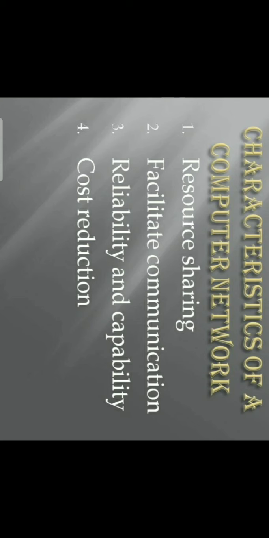Facilitate communication, that means using a network people can communicate efficiently and easily via email, instant messaging, chat rooms, telephone, video telephone calls and video conferencing. Third is reliable in capability. Reliable and capability means an authorized user may access data and information stored on other computer on the network. Okay, that means if you want to search something on Google, it is actually stored in some other computer. Like I am searching computer network on Google, but it is not available on my computer. It is actually on the internet and I am accessing data from the internet. So this is the reliability and capability.